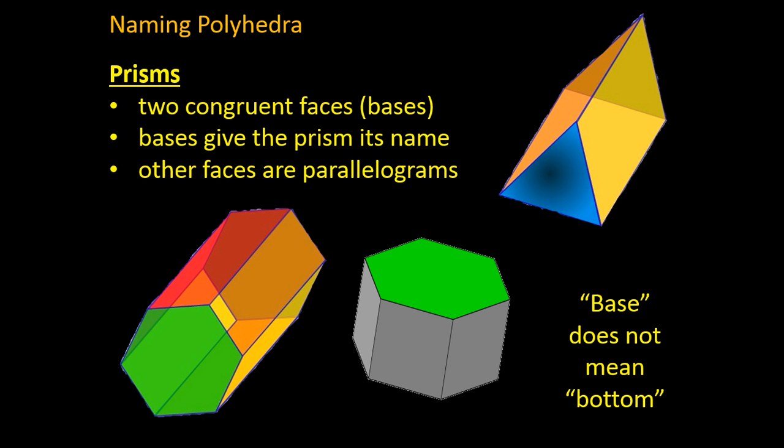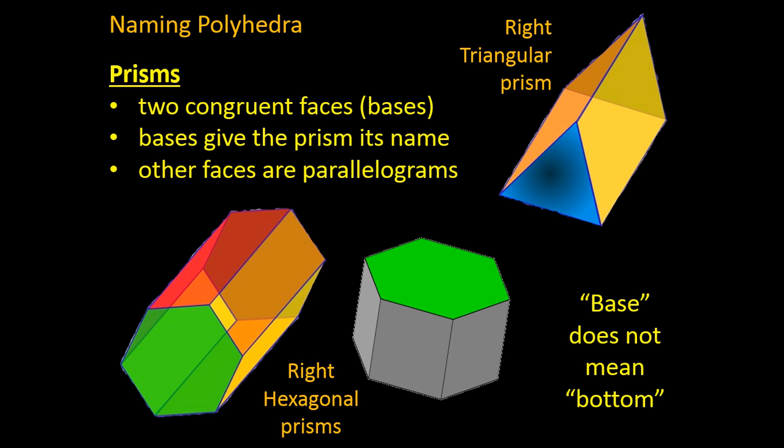So if we go back and look at these pictures again, we can actually call this one a right triangular prism because the faces that are connecting up the triangles that are the bases are rectangles. And these are right hexagonal prisms. Once again, because those faces that are connecting up the hexagons that make up the bases are rectangles.